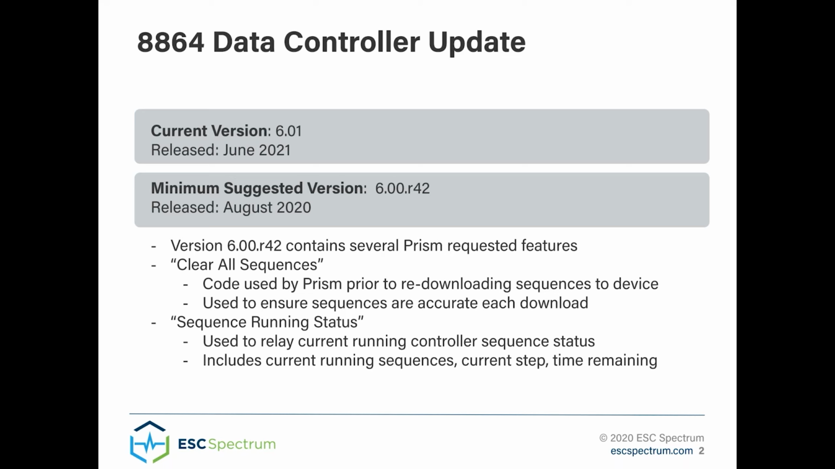The additional command, which will be in Prism 1.5, is the sequence running status that's already been added to the 8864. That will allow us to get a very detailed status of what sequence is currently running, what step it's on, how much time is left in the sequence, things like that. So that will allow Prism 1.5 to have more detail on the current status of the running sequence. So again, make sure your firmware version is as up to date as you can be, particularly in these newer versions of Prism.